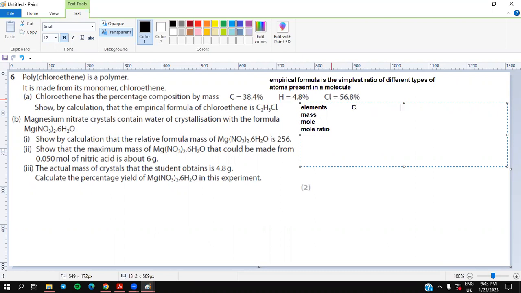Carbon is one element. Hydrogen is the second element. The third element is chlorine. While listening and observing, you can copy this down because it's easier to do the lesson that way, and we can finish it quickly. I have written the different elements present. Now to write the mass. The question says the mass of carbon is 38.4, the mass of hydrogen is 4.8, and the mass of chlorine is 56.8.